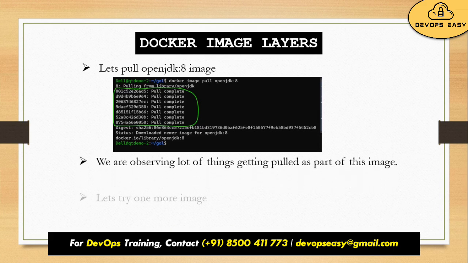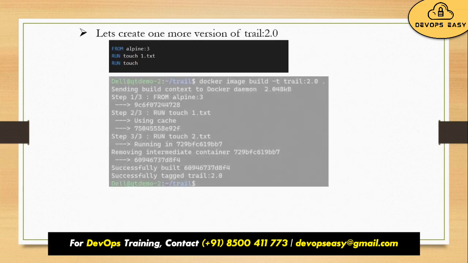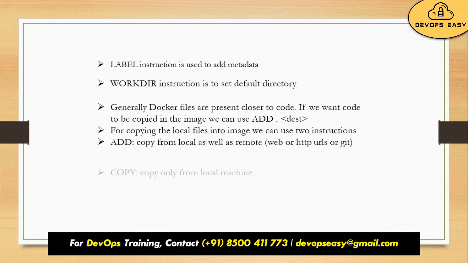So, Docker image layers. What is this Docker image layers? I will explain tomorrow, about these Docker image layers. There is no time, right? So LABEL, if you want to add any metadata, you can use LABEL. If you want to give a default working directory, you can use the WORKDIR instruction.